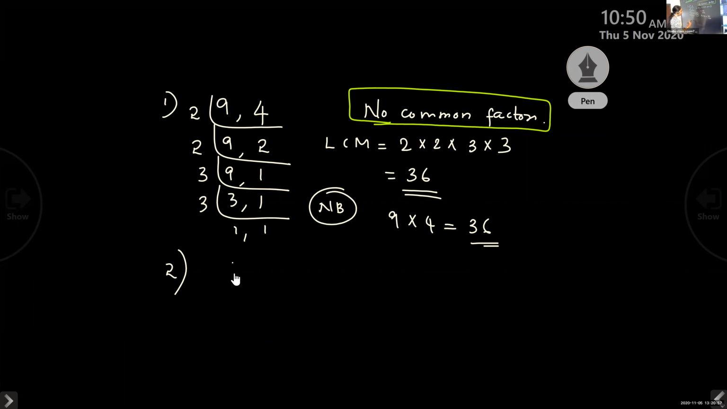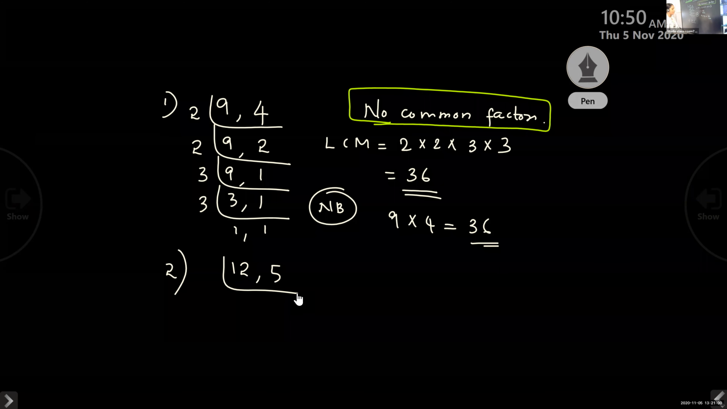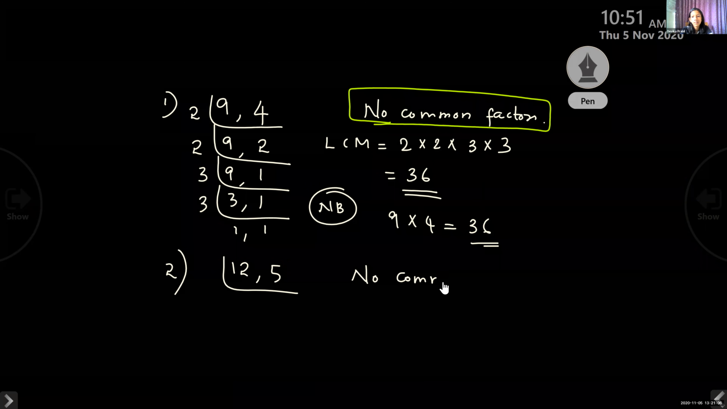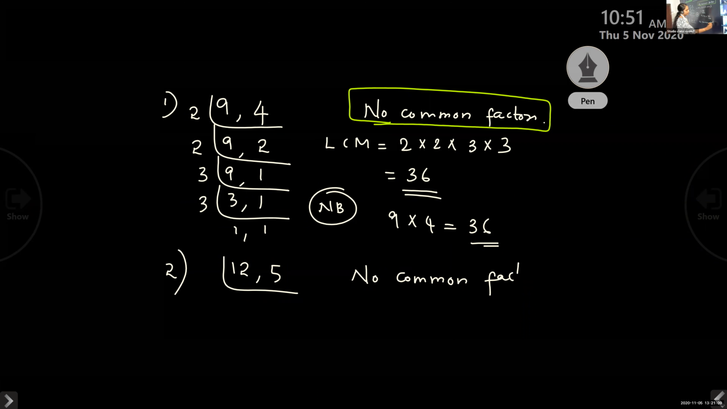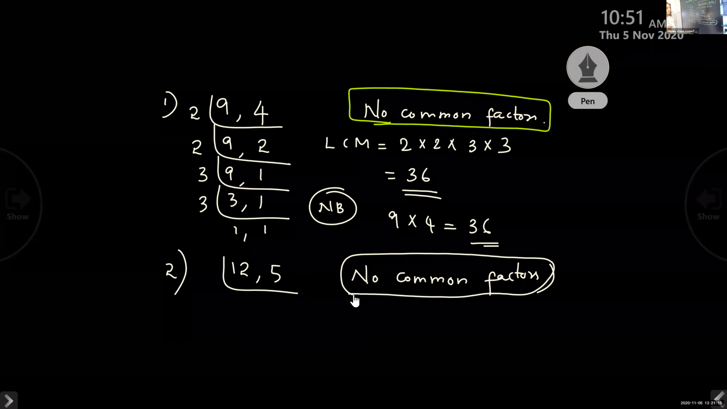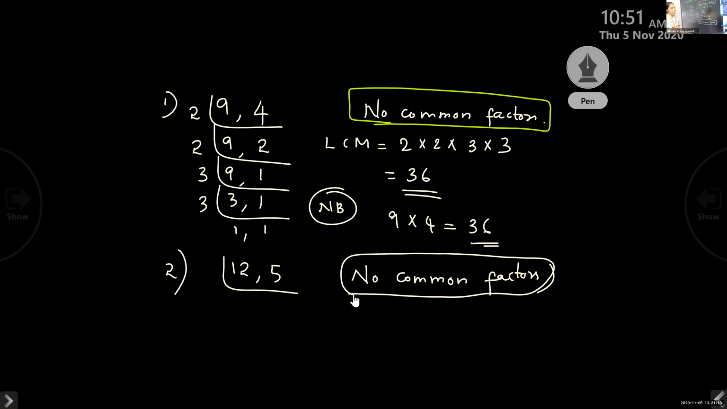Again, we will do with 12 and 5. Children, can you guess what the LCM will be? Look here. There are no common factors. 60. How did you get it? By multiplying 12 into 5. When you find the LCM, you will get the same number, 60, provided there are no common factors. Clear? So we can check with the steps. Later, when you come to higher classes, higher studies, you will do it without doing the LCM. If you find that there are no common factors, you just multiply and find the answer.